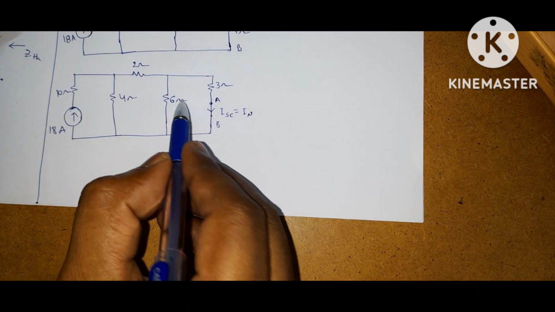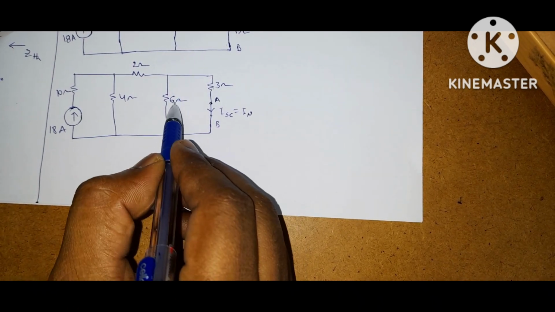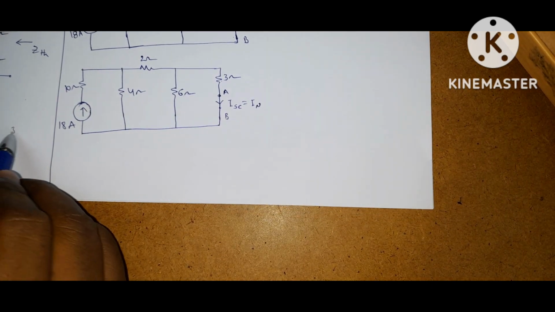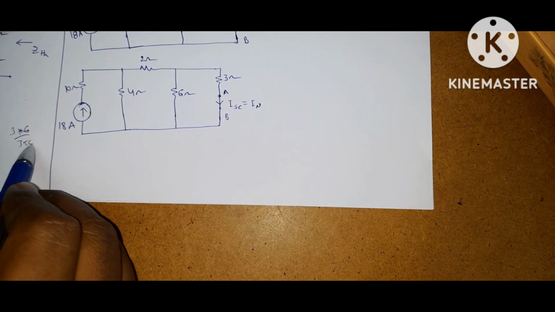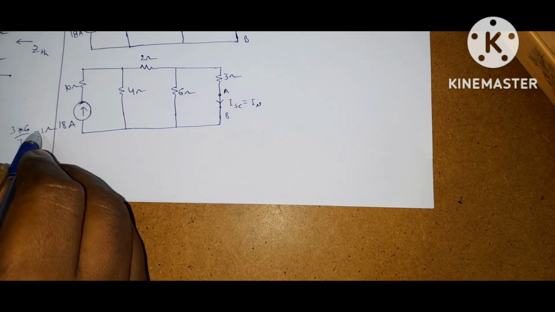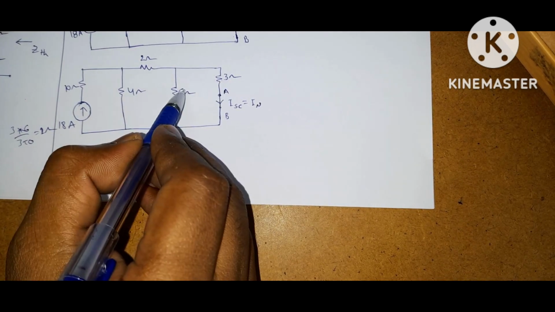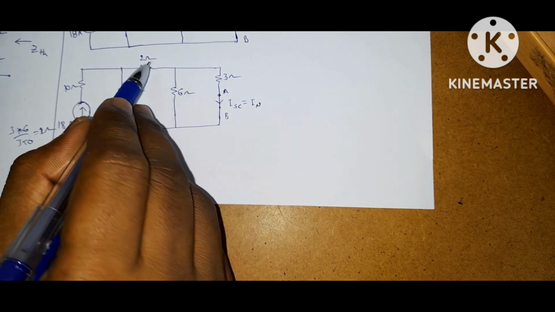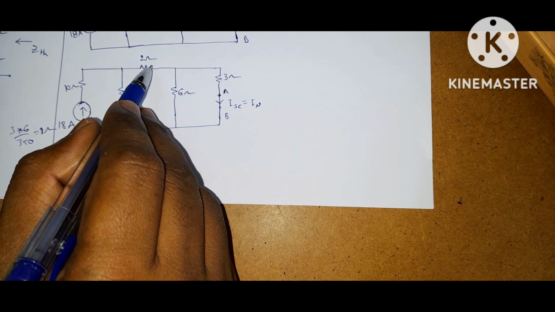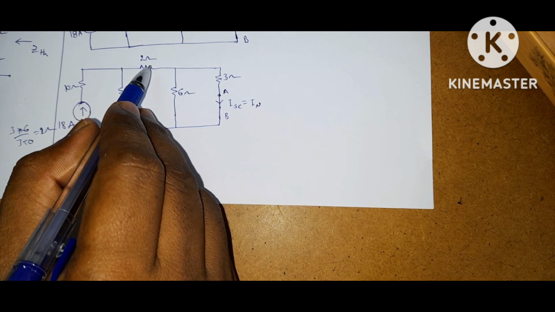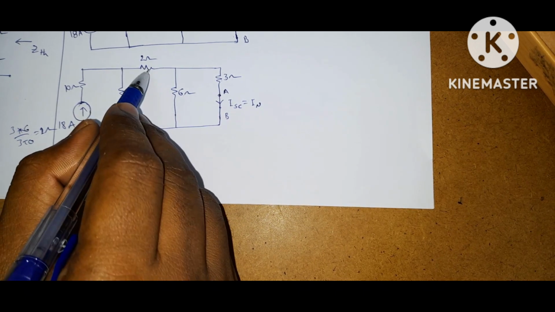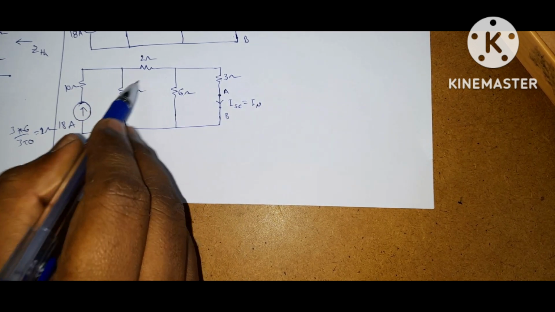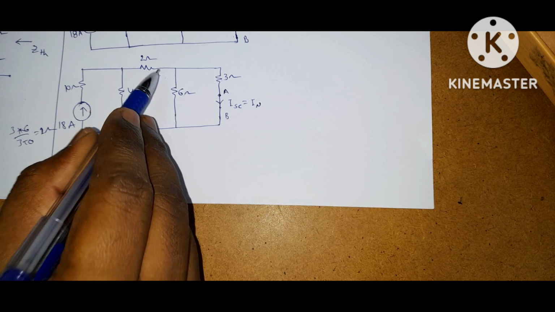Okay, if you observe here, this 3 ohm and 6 ohm are in parallel. So if you solve this, 3 into 6 by 3 plus 6, you will get 2 ohms. Okay, so again this equivalent is 2 ohms, and this 2 ohms and 2 ohms are in series. If two resistors are connected in series, the equivalent is the summation of the two resistors. So 2 plus 2 is 4. Again this 4 and this 4 are in parallel.